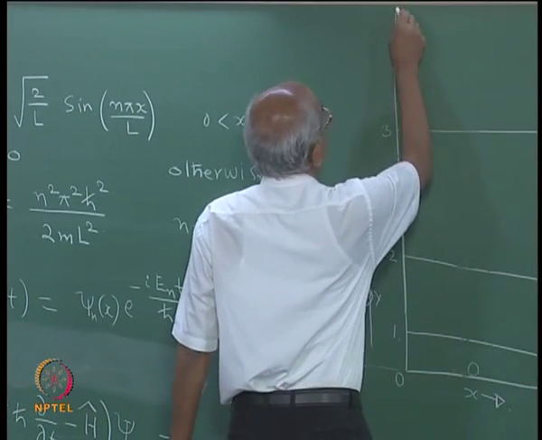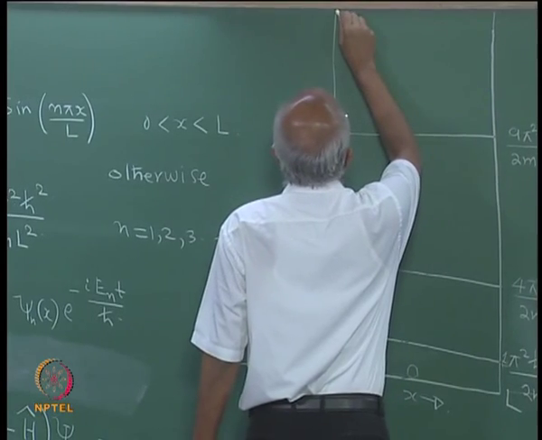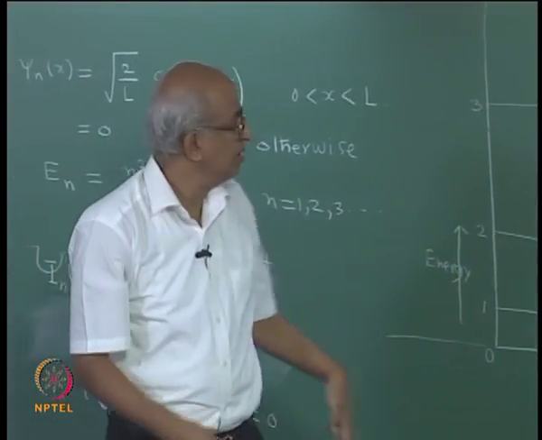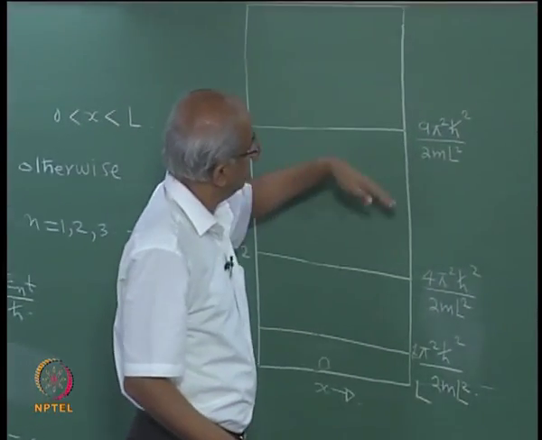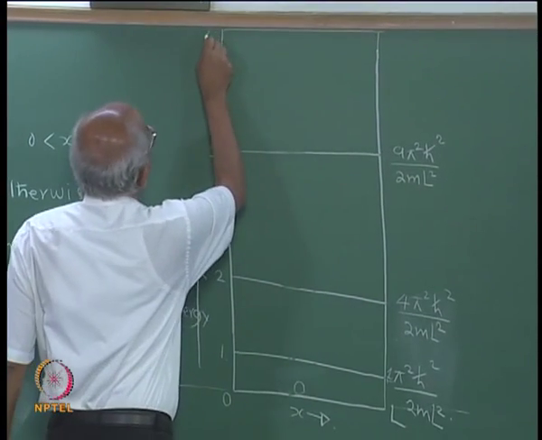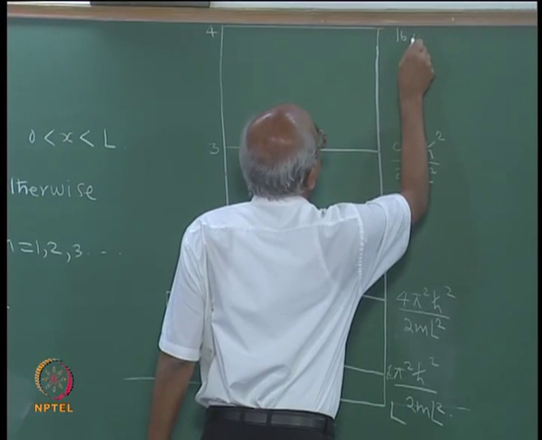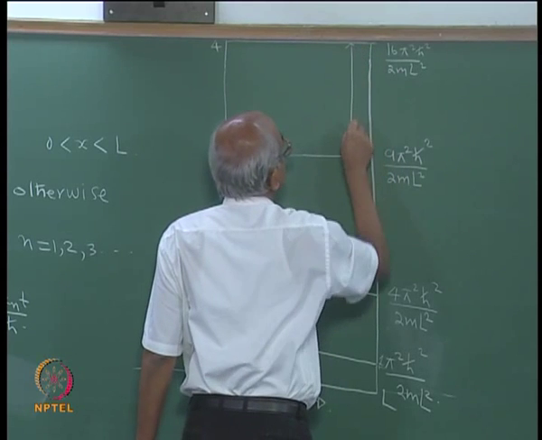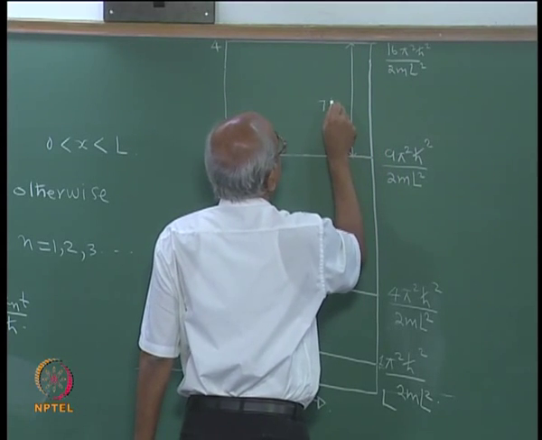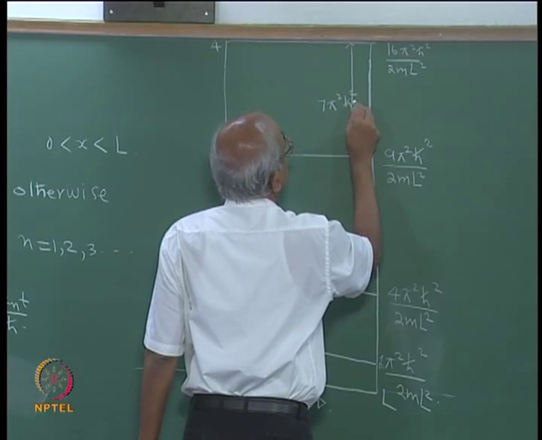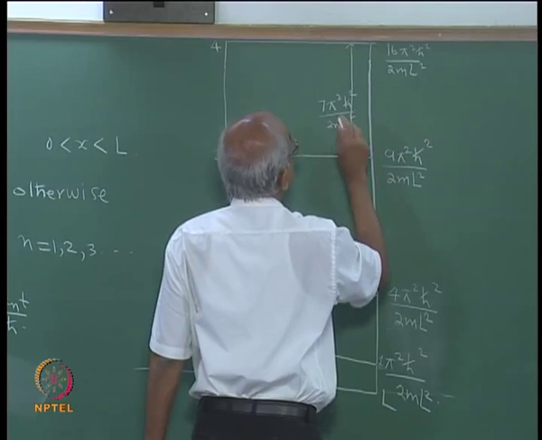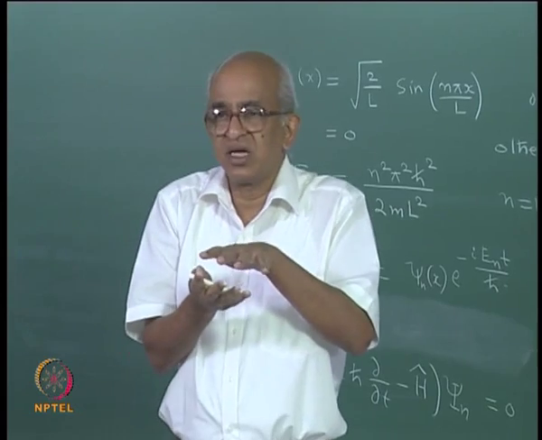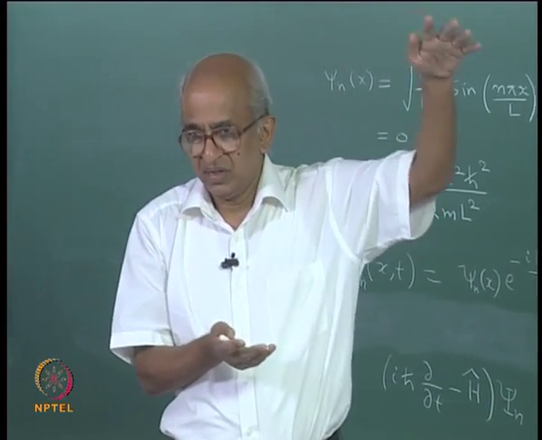If you looked at the next level, maybe I can just draw it here, but it may not be accurate, the spacing. It is difficult for me to show it now, but you know that spacing is going to be how much? This is n equal to 4, it would have an energy of 16π²ħ²/2mL², and this gap will be how much? It is going to be 7 times π²ħ²/2mL². So, therefore, this is another interesting thing, the spacing between successive energy levels actually increases as you go up.